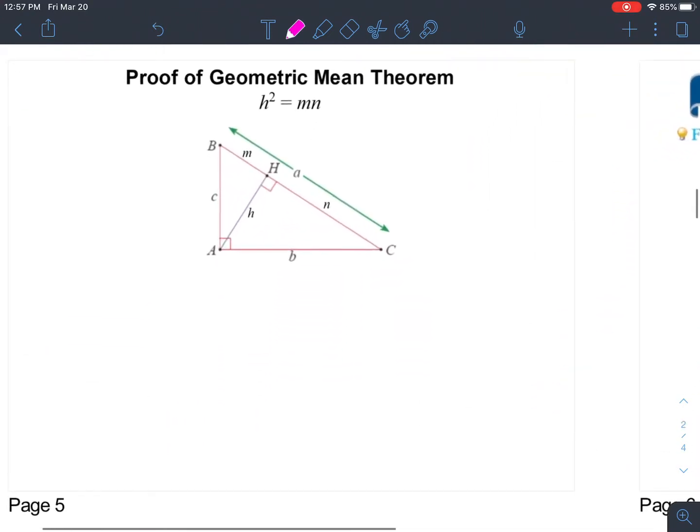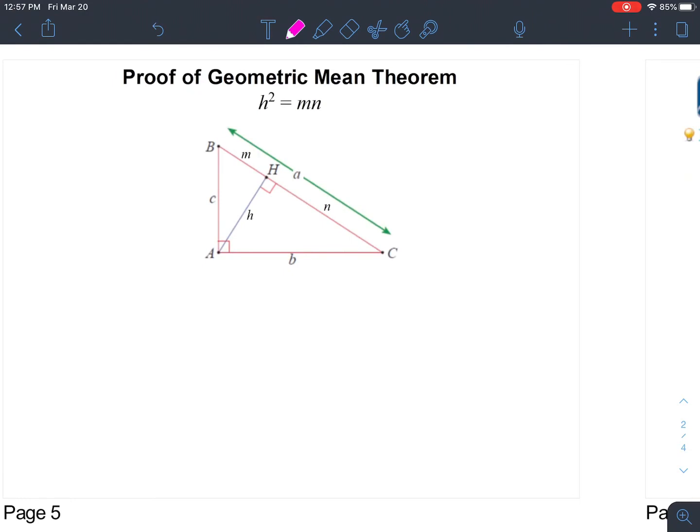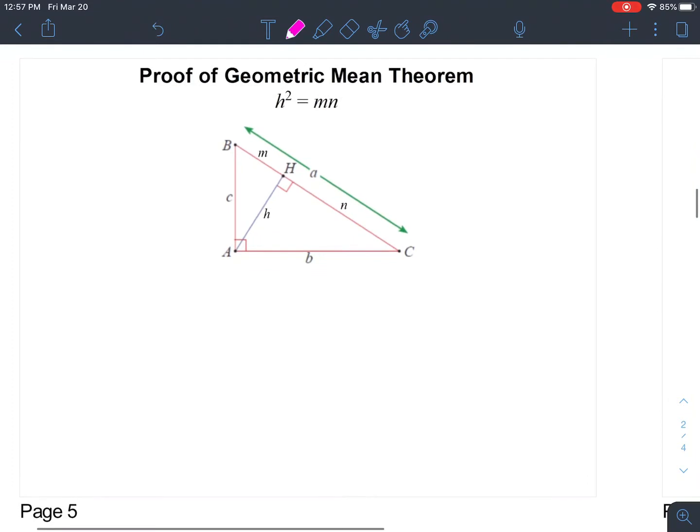So the proof of the geometric mean. So what we have here is this picture. We've got a big right triangle, and then we've got 2 smaller right triangles in it. We've got that one right there, and then we've got this right triangle right here. And so what we're going to do, we need to break apart those 2 smaller triangles.